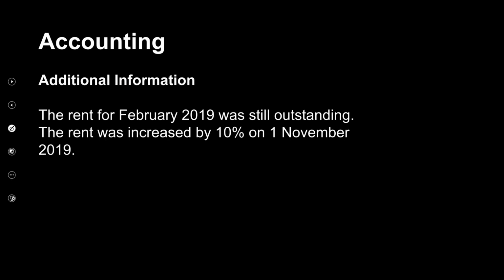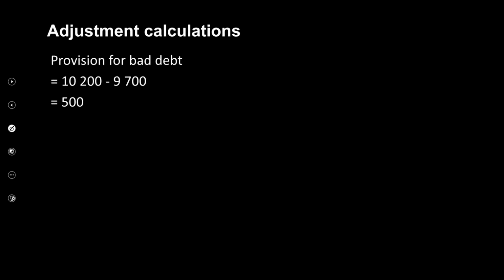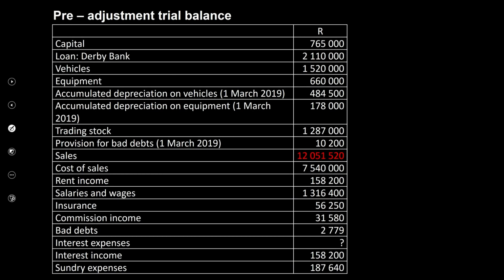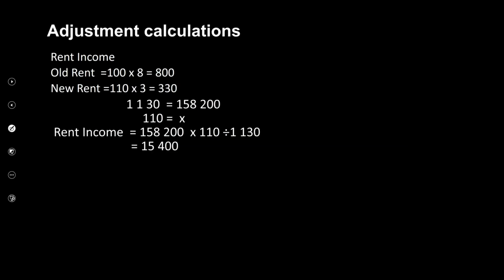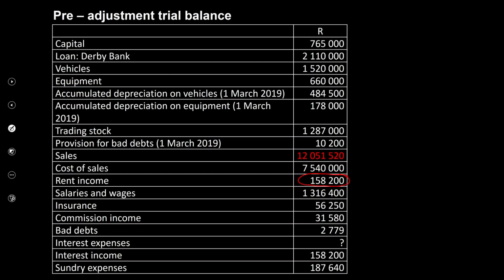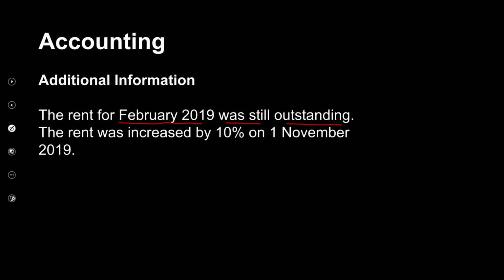The rent for February 2019 was still outstanding, right? So immediately we know that we are dealing with an outstanding amount. What do we look at? We look at the fact that it's a rent. Let's identify the account. It's your rent income, right? And this means that you are looking at accrued income because the rent is still outstanding.